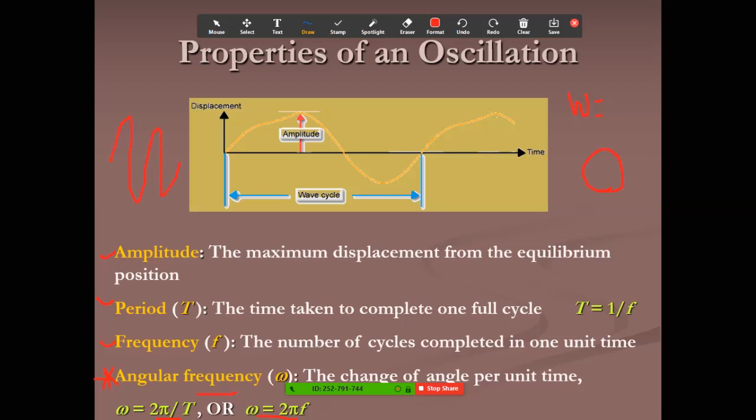Let's say I draw one complete oscillation. This is one complete oscillation. This is one period.